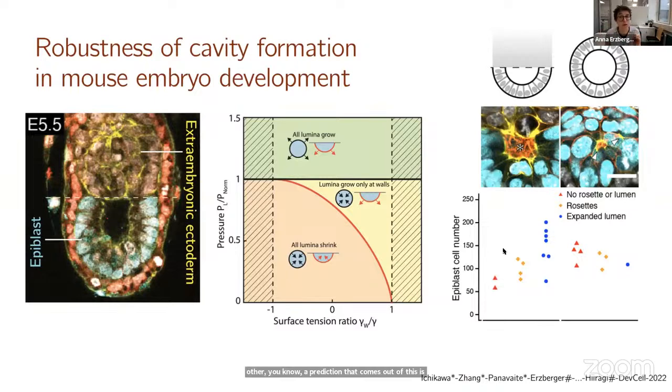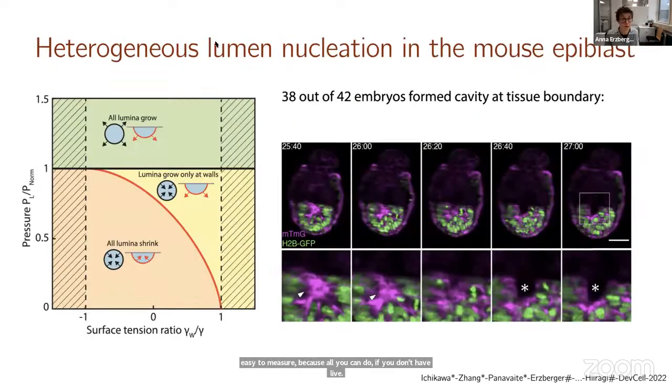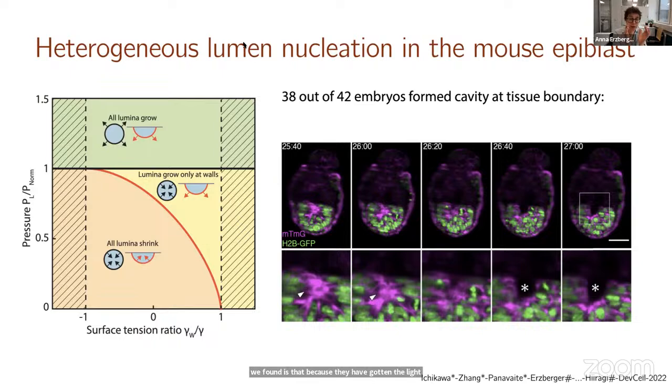And this also is something that was not easy to measure, because all you can do if you don't have live imaging is just take some snapshots. And here also what we found is that because they had gotten the live imaging to work, in the vast majority of cases, the lumina were actually positioned at this tissue-tissue interface, which is not how it's drawn in most of the textbooks, interestingly. And this is work that we are also now following up with a postdoc, where we're now looking also a bit more at the interactions of the cells and the role of cellular polarity in this process.